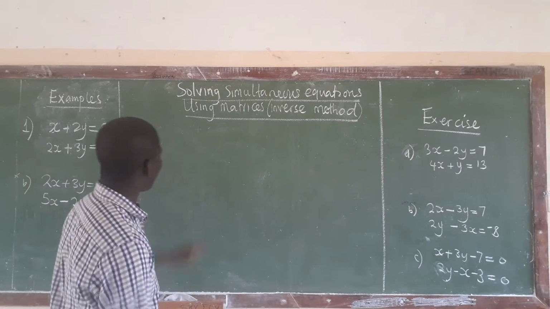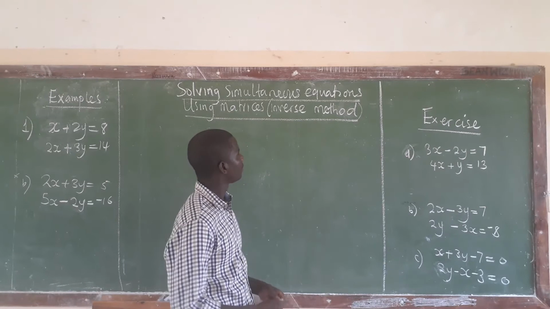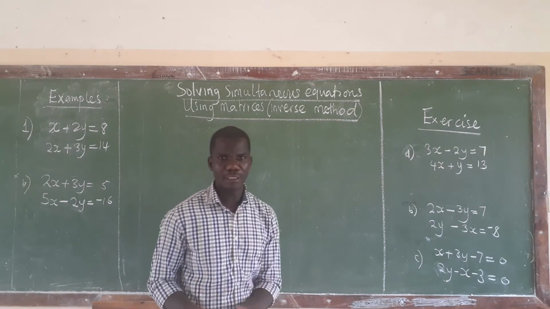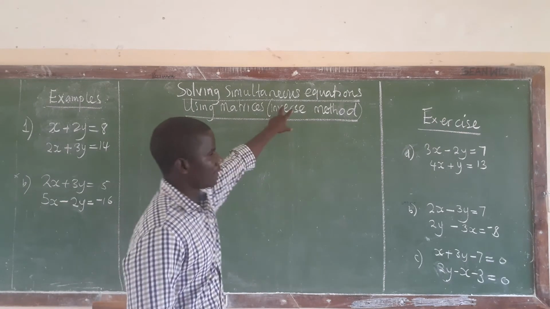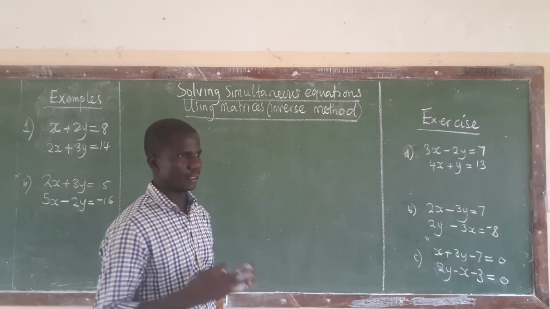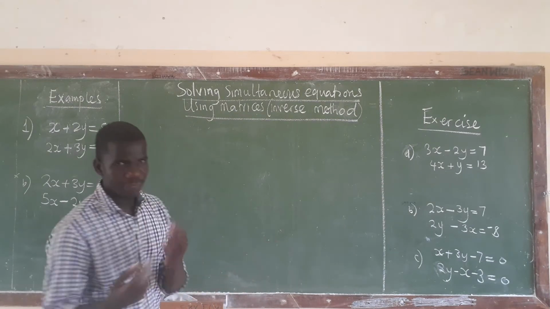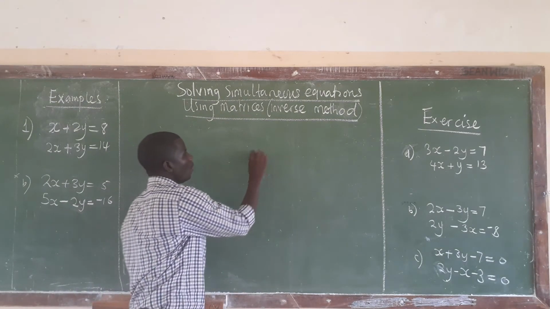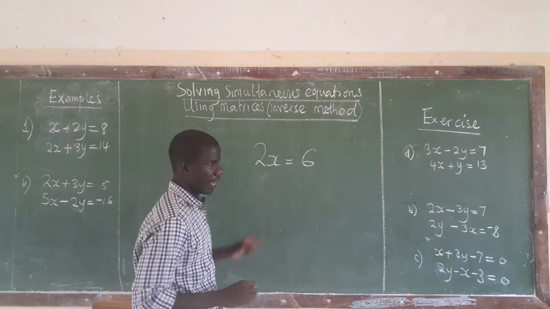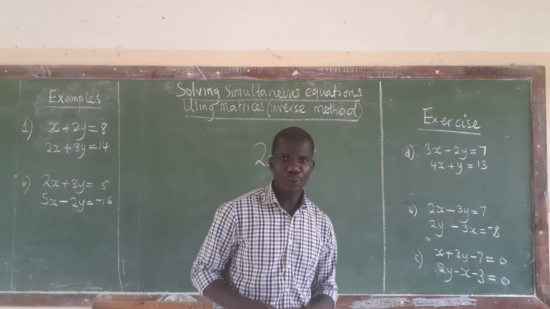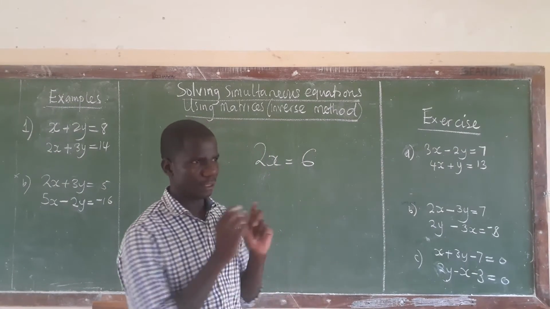So, how do we solve simultaneous equations using the matrices method or inverse method? Inverse is the point here. Let me give you an example. When we have 2x equal to 6, how do we solve this as an equation?